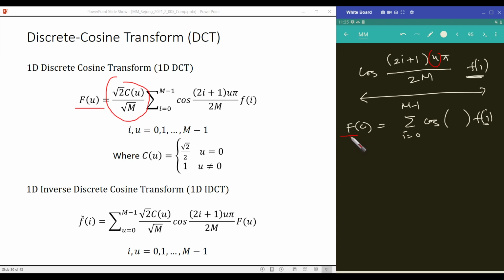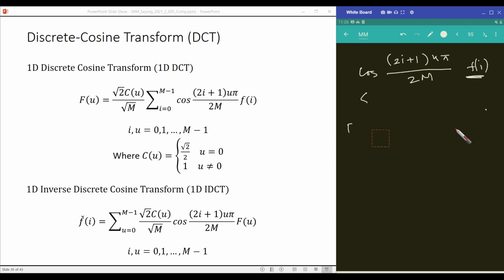For each number that we are calculating, the new numbers, we will have to sum up some cosines and multiply them with our original sequence of numbers. That means every time we calculate each new number, we are basically taking the help of all of these numbers in some specific manner, right? So this is how we are calculating. You can practice it yourself.